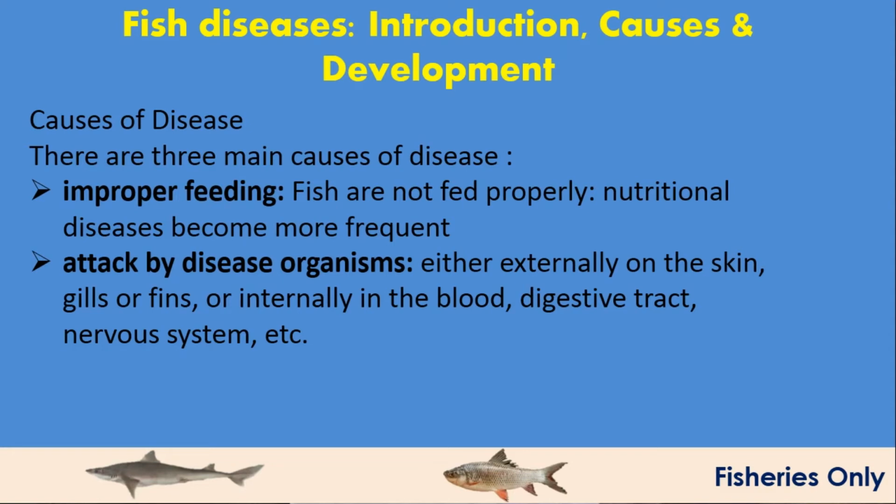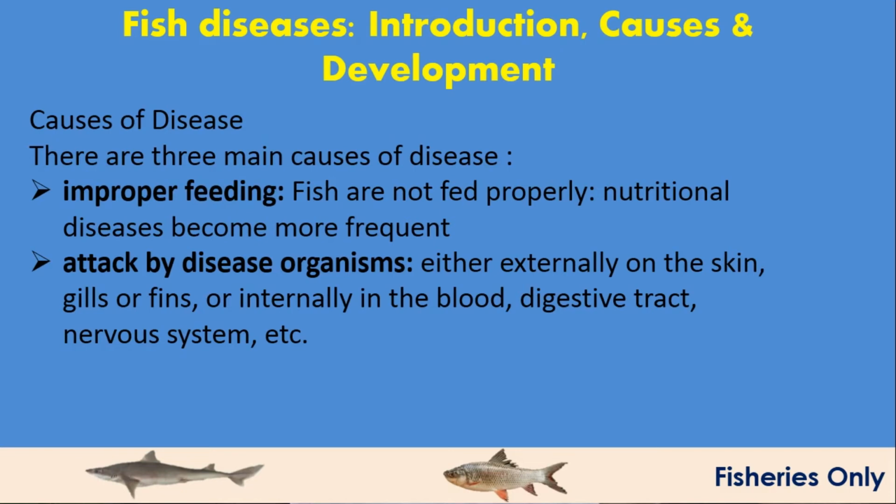The first cause of disease is improper feeding. If fish are not fed properly, nutritional diseases become more frequent. If our feed does not have a balanced diet or a balanced quantity of nutrients, minerals, vitamins and other trace elements, then these diseases occur due to improper feeding and improper balance of nutrients in the feed.